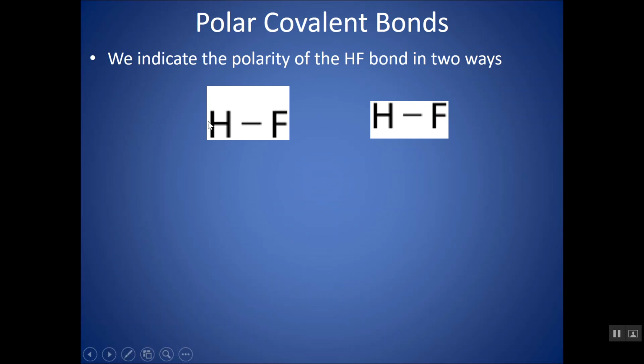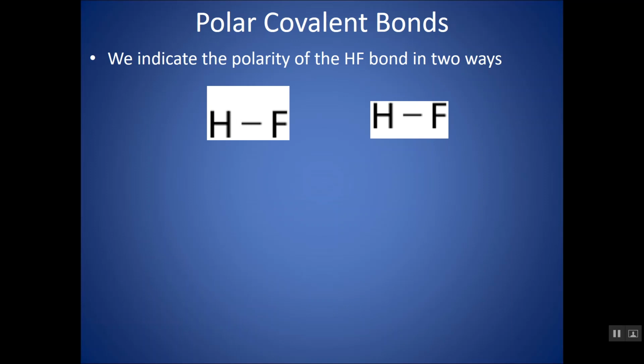So let's say we have HF. First of all, is this a polar or nonpolar bond? It's covalent because it's between two nonmetals. Electrons are shared because it's covalent, but they are shared unequally because I have two different nonmetals which have different electronegativities. One would be pulling harder than the other. So this is a polar covalent bond.